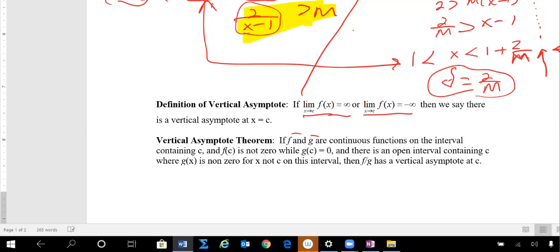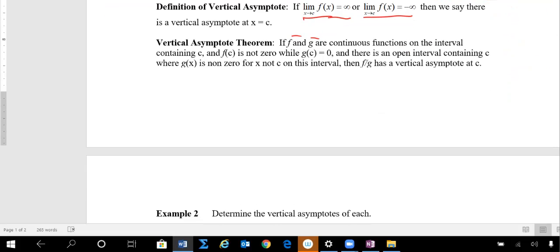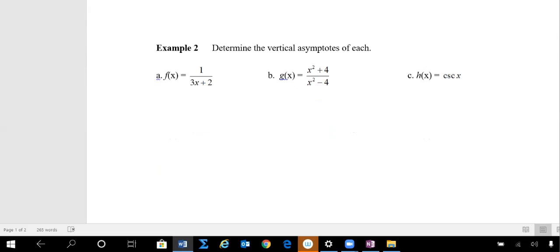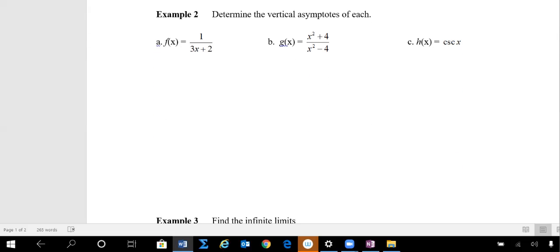And if there's an open interval containing c where g of x is non-zero for x not c, then f over g has a vertical asymptote at x equals c. So that's a kind of intuitive result we've seen already. Let's look at here, where do we find these vertical asymptotes?